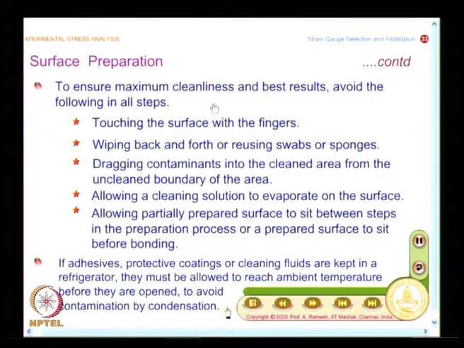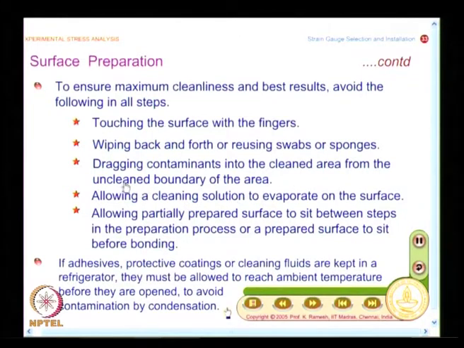So, the first aspect is do not touch the surface with the fingers, and you should not wipe back and forth or reuse the sponges. Normally you would like to economize, and you may have a consumable, you may think, why not I use the same thing, but you should keep in mind these are less expensive, a strain gauge is very expensive. So, ultimately you want to minimize cost by making a proper installation with one strain gauge. You do not lose strain gauges and then worry about small consumables. So, liberally use these consumables.